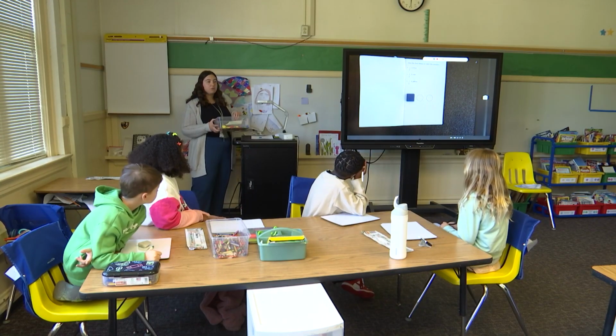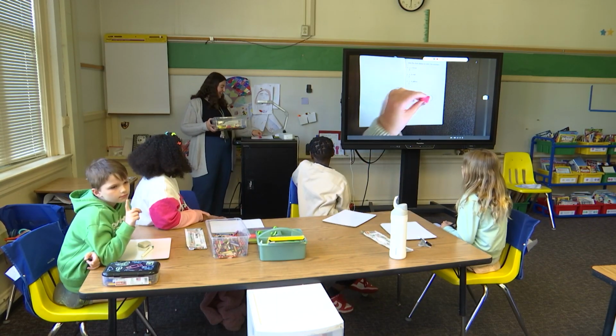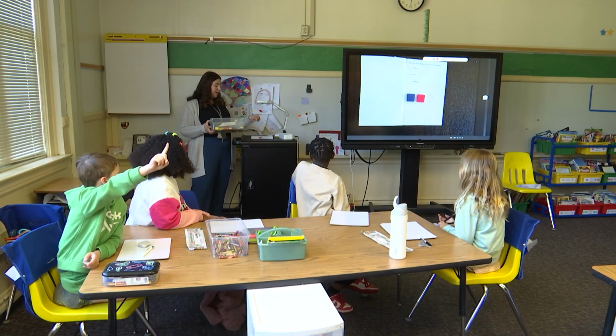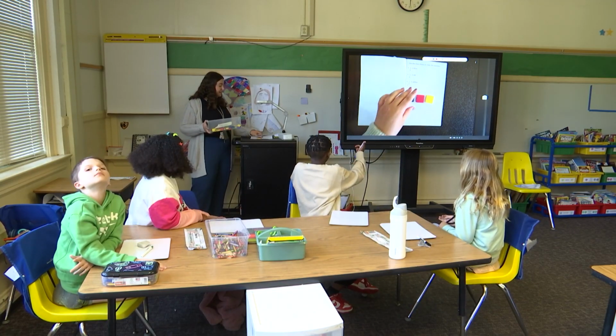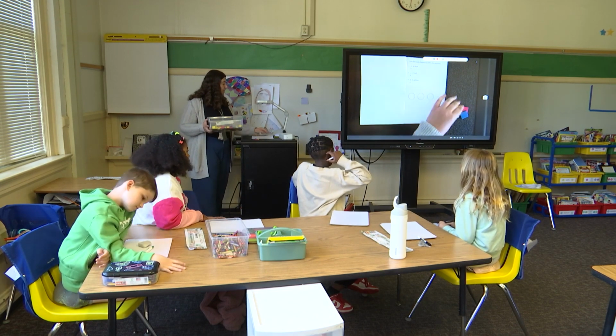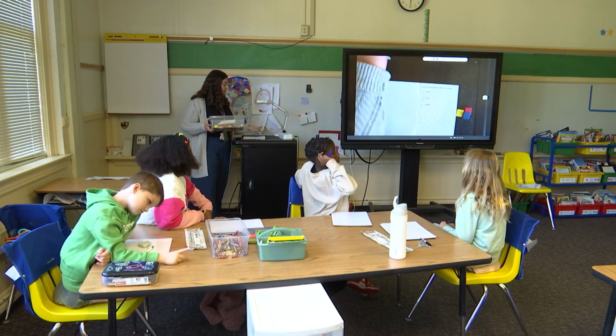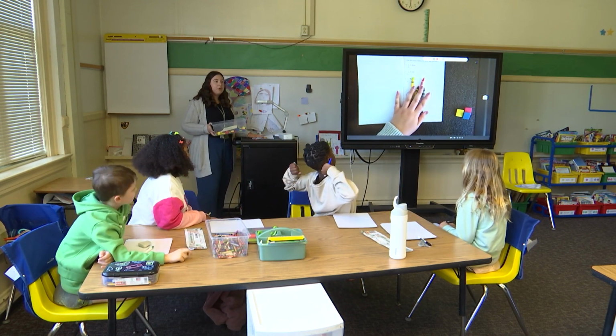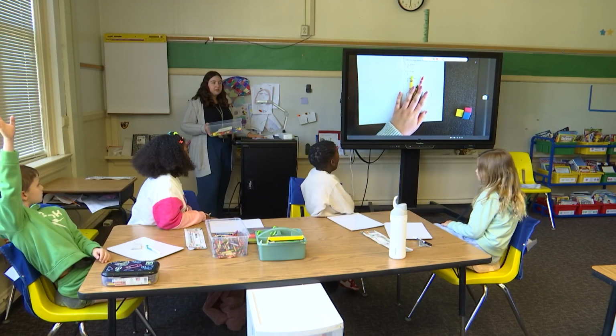How many should I make red? Miko? 1. How many should I make yellow? 1, right? So once I see that that fits, then I could take them away and then use my colors to color them in, okay? Does anyone have any questions about this?